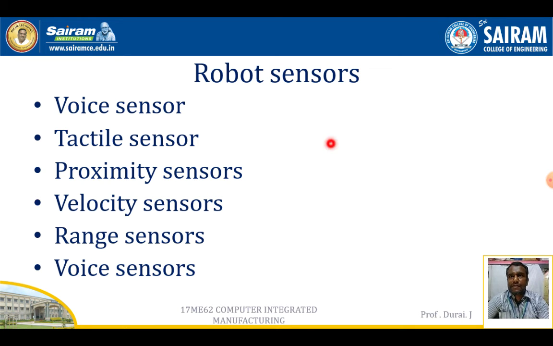First, we are going to discuss the vision sensor. Instead of voice, it is not the voice sensor, it is the vision sensor. The vision sensor system consists of a video camera interfaced with the vision computer through a video buffer called a frame grabber and a visual information processor.